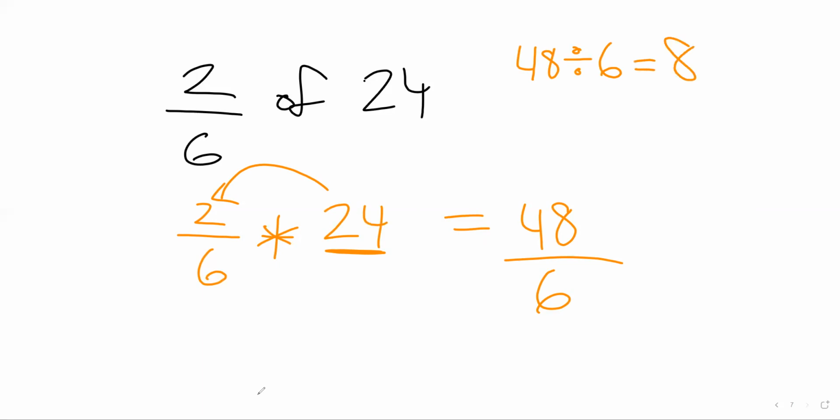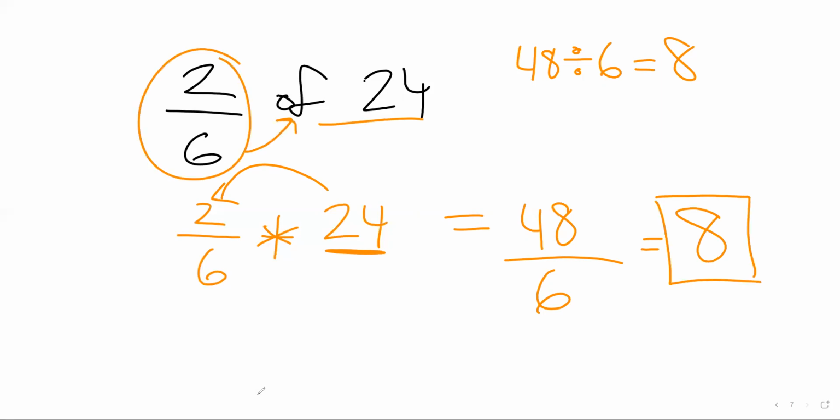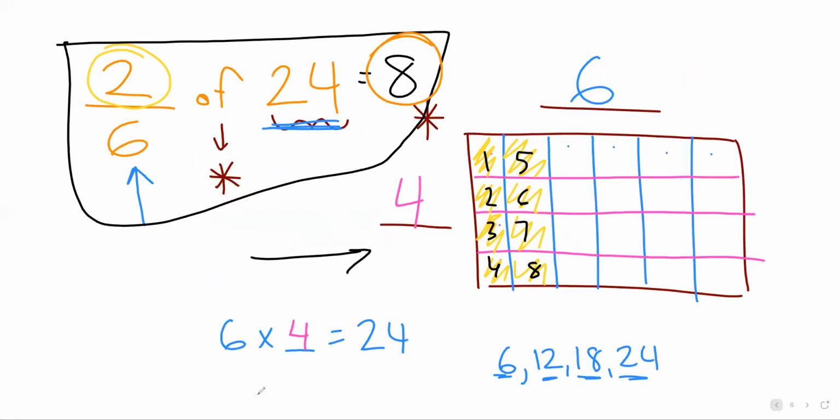I actually know that math fact. 6 times 8 is 48. So my answer is 8. 2/6 of 24 is 8. Well, what do you know? That's what we got here as well.